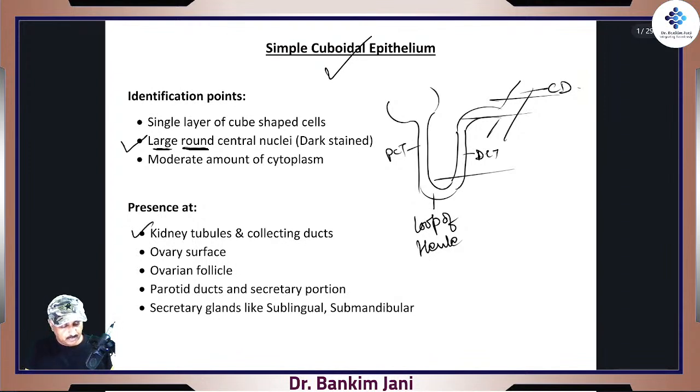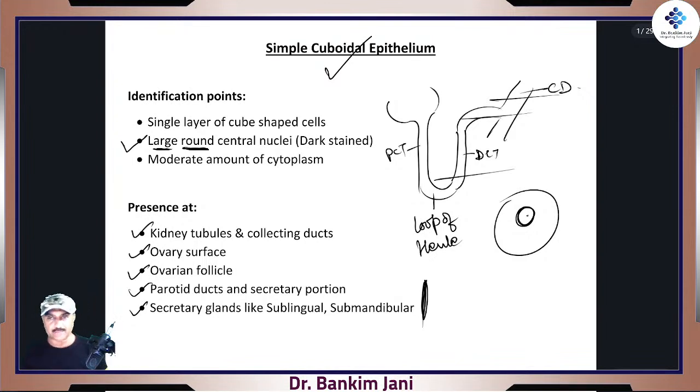Then very beautifully it will be seen on the ovary surface. Then the ovarian follicle. In the ovary, there would be the ovarian follicle which will mature for the ovum. So that follicle we will be able to see. Parotid glands, the secretory portion, and sublingual and submandibular glands. In short, our salivary glands. These are the three salivary glands which will form the saliva.